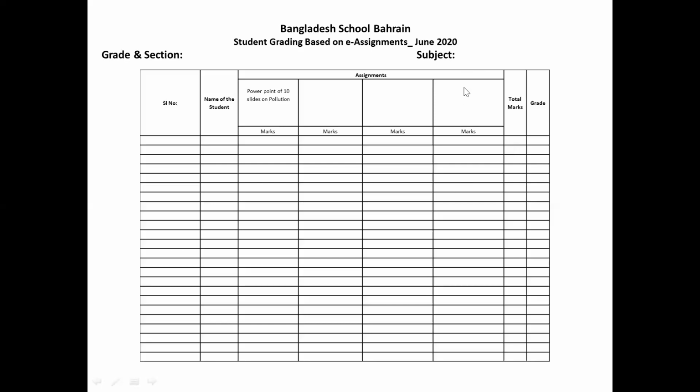For example, if it is grade 11 physics, in the Word document shared with you I have given only 4 columns. What you can do is insert one more column here and mention the 5th assignment. So the subject teachers, what you have to do now is fill in these columns. Fill the name of the assignments here, 4 or 5 or 2 or 1, as the case may be, and the name of the students.